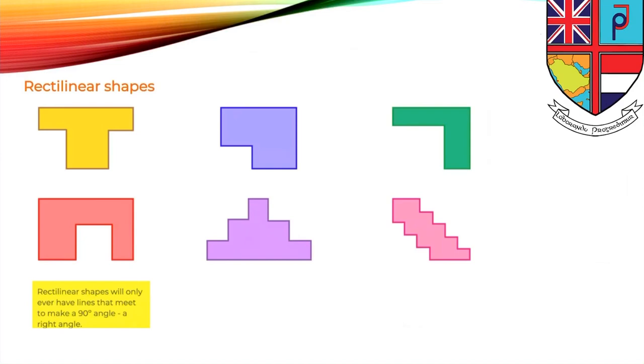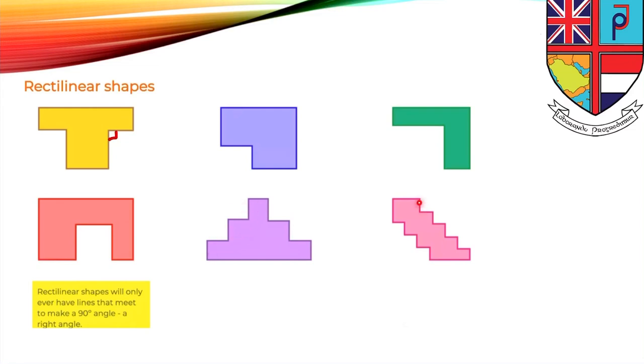So first off, I hear you ask, what on earth are rectilinear shapes? Have a look at the screen, and the little yellow box at the bottom will give you a definition. Rectilinear shapes are shapes which only ever have lines that meet to make a 90-degree angle. We all know from last time that a 90-degree angle is also called a right angle. Let's look at the corner of these. See these lines? They're joining up here to make a right angle. That angle, if you were to measure it, would be 90 degrees.